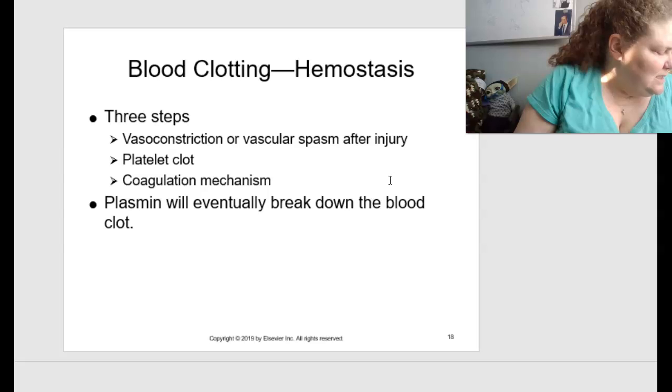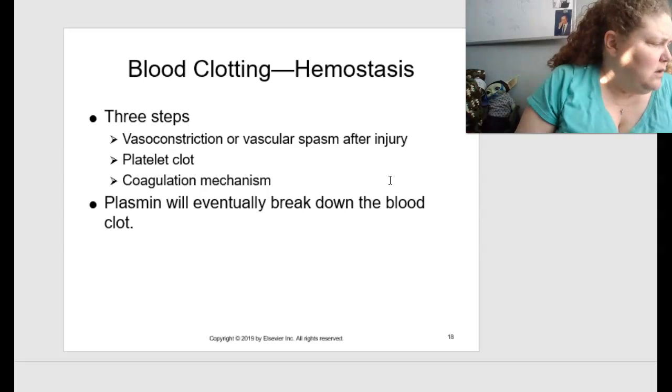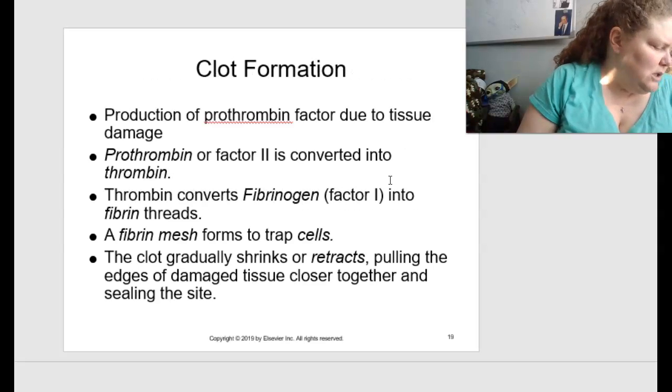Evidence indicates additional overlap in activity between the intrinsic and extrinsic pathways, but the cascade of reactions is the basis for coagulation. Right? So what about clot formation?